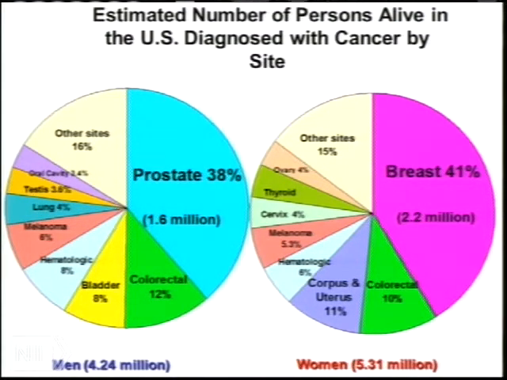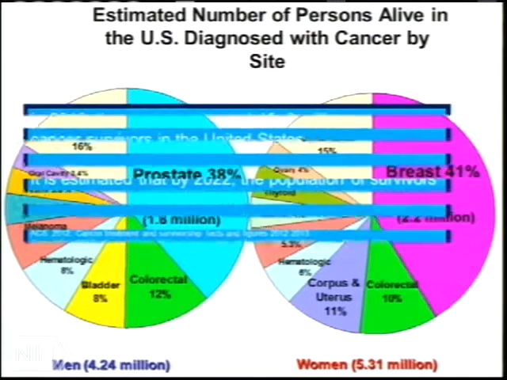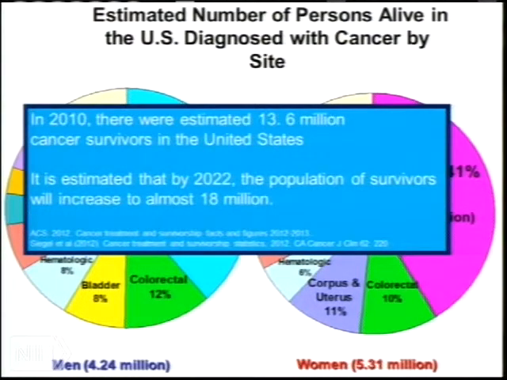So in cancer, first of all, this disease is very serious because as you can see how many people die with this, and new cases also come. In men, prostate cancer is the number one killer, and in women, breast cancer is the one. And it is estimated, for example, in 2010, there were 13.6 million cancer survivors. By 2020, we expect 18 million. So we are making some progress, but at the same time, new cancers are also coming up.